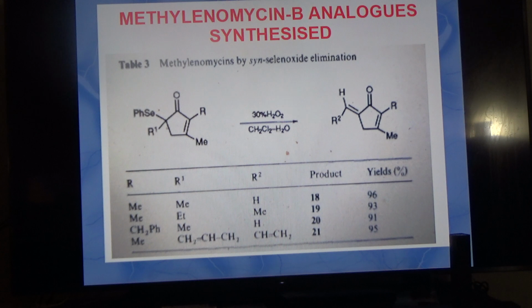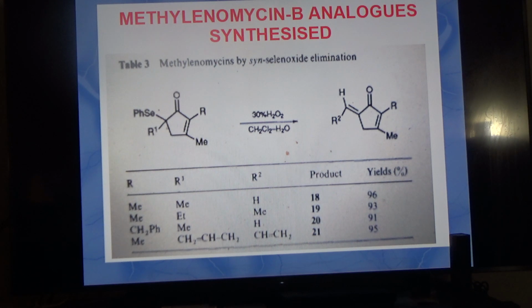So you see R and R1, when R and R1 are methyl and R2 is H, you do get the 96% yield of product 18, in which we have methylenomycin. In other words, the exocyclic double bond has both hydrogens. It's vinylic. So that is the parent compound.